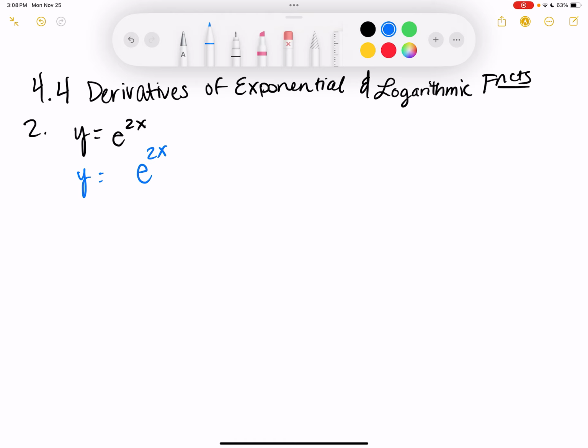Now, this is a chain rule. So this is like the e to the u that you had in your notes. So I need the derivative of 2x, which is 2, so we multiply it, and we get y prime is equal to 2 e to the 2x.